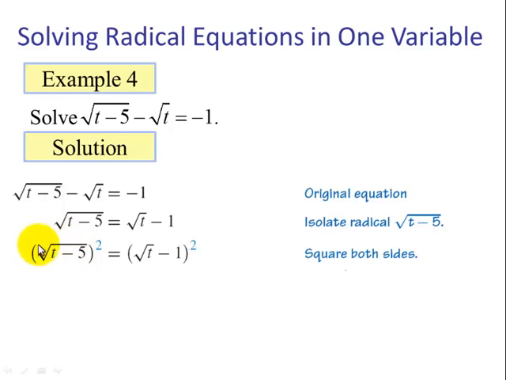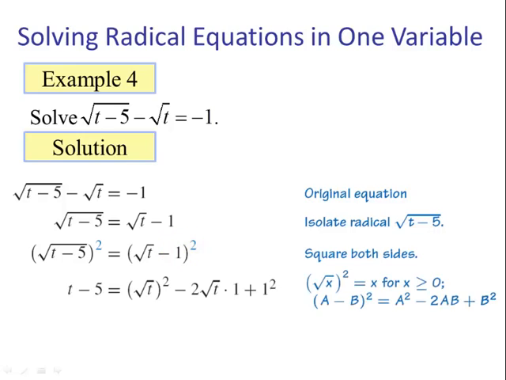On the left-hand side of the equation, the square root and the square will cancel, and we'll have t minus 5. For the right-hand side of the equation, we square the first, we double the product, and we square the last. So we have t minus 5 equals square root of t squared minus 2 times the square root of t times 1 plus 1 squared. Square the first, double the product, square the last. Square root of t squared becomes t, 1 squared becomes 1, and this term becomes negative 2 times the square root of t.